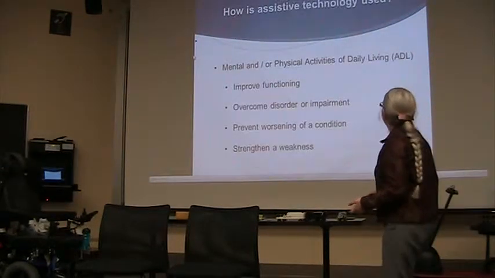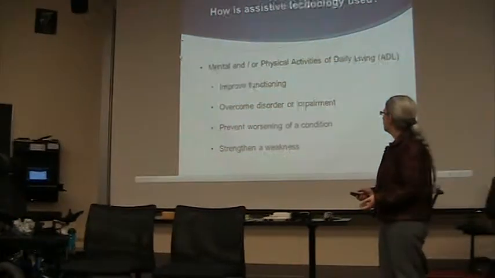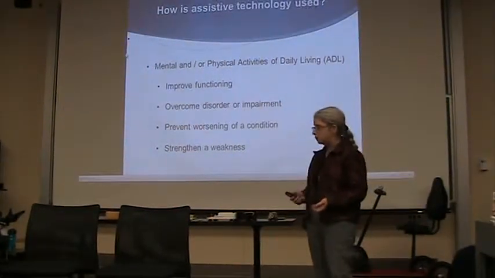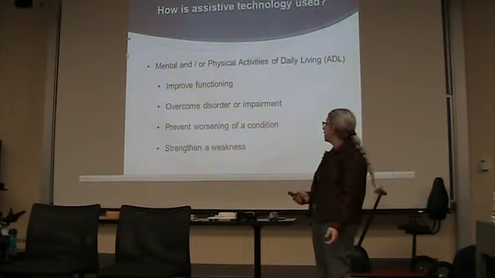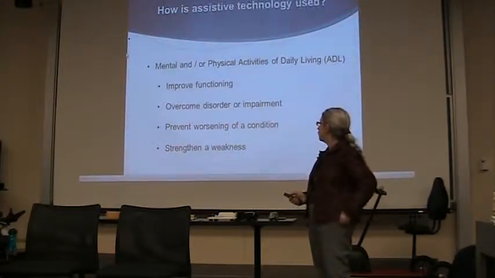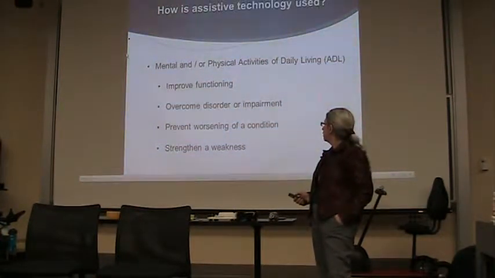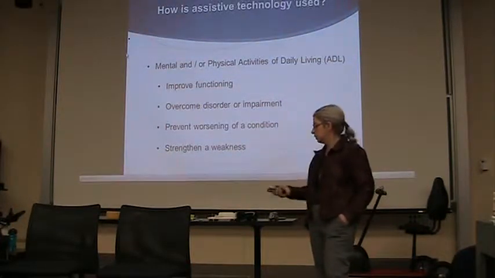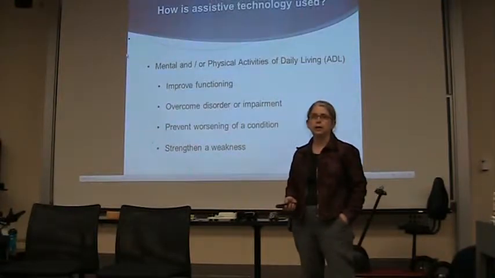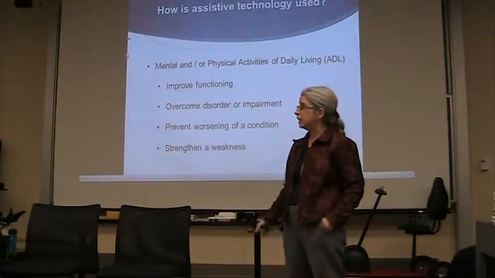Okay, and of course, about assistive technology and about how assistive technology is used. So a little bit about it. We're working on it to do a bunch of different things: improve function, overcome disorder or impairment, prevent worsening of a condition, and strengthen a weakness. How could we use assistive technology to strengthen a weakness? Anybody want to take a guess? Give an example.